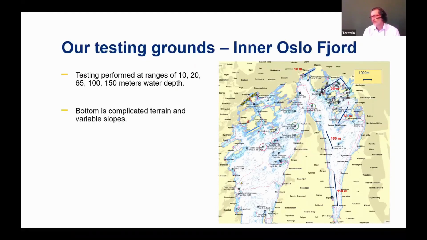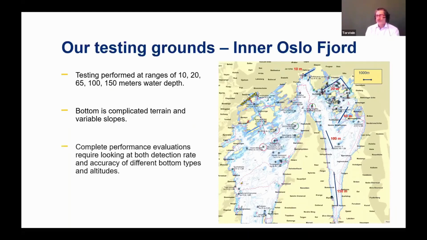As I mentioned, the bottom is also complicated terrain, so you get many different types of slopes and many different types of bottom as well. This goes back to what Audun was saying about how the beam gets mildly biased, which has consequences on our velocity estimates. So when we look at the performance of our DVLs, we put it through the wringer to make sure we look at everything in terms of bottom types and altitudes. And we're also looking at both the detection rate and the accuracy of the DVL.